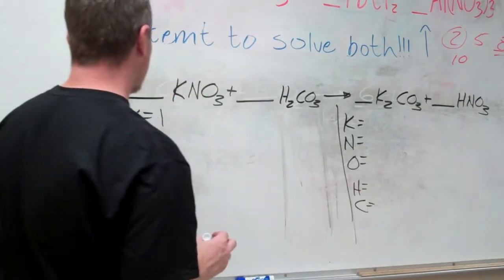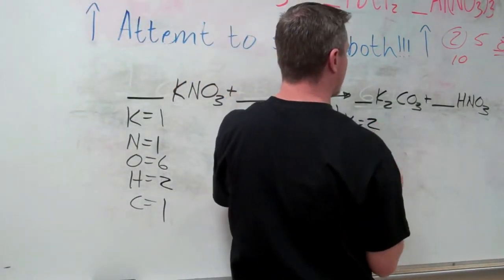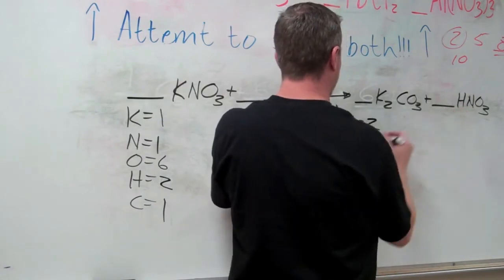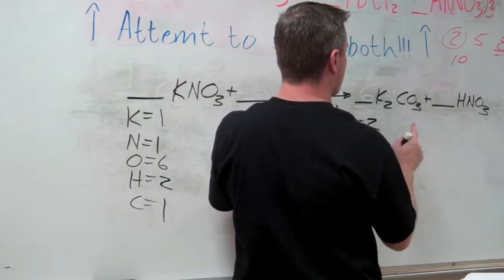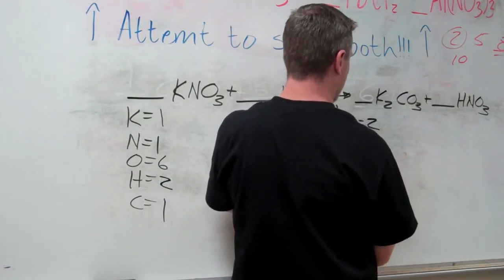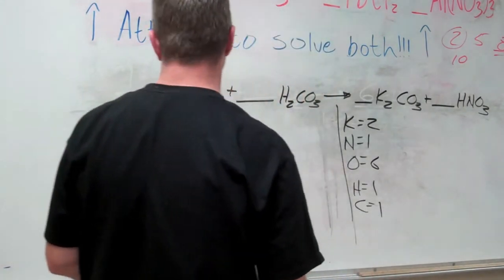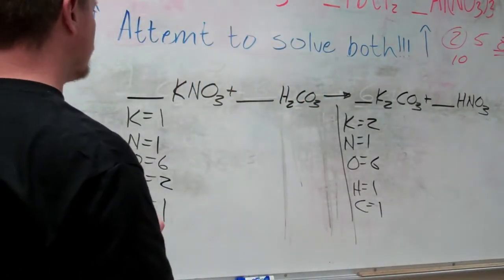All right, over here on this side, how many K? 2. How many N? 1. How many O? 6. Good. How many H? 1. How many C's? 1. All right, so I look across. Those are matched up.